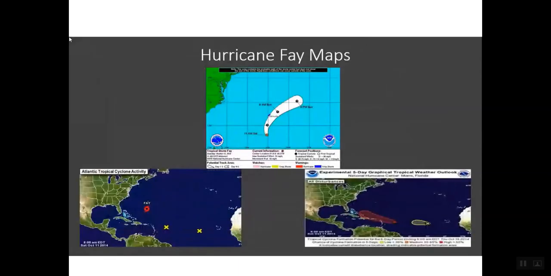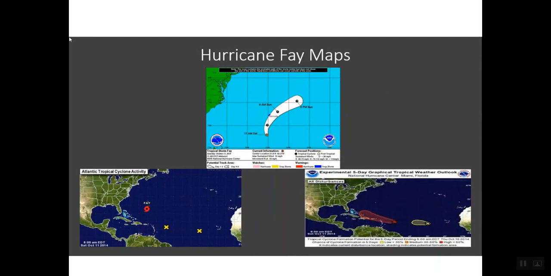So I want to move on to the first storm. This is Hurricane Fay. Hurricane Fay was a tropical storm that well overachieved as it came across the main development region across the central Atlantic off the western coast of Africa.